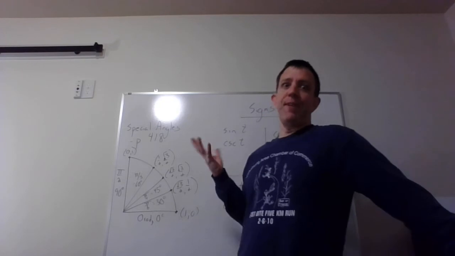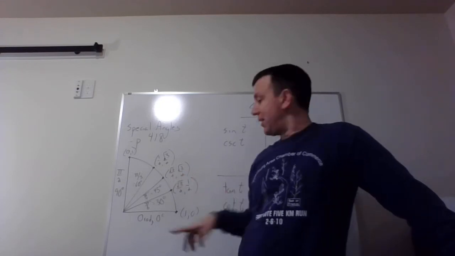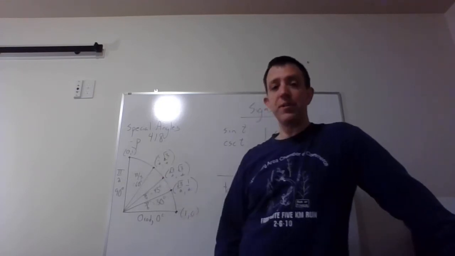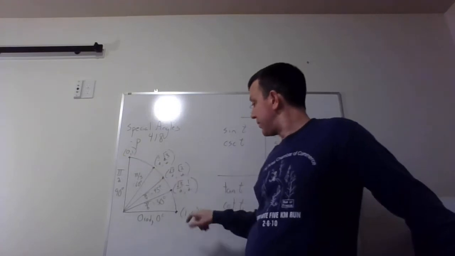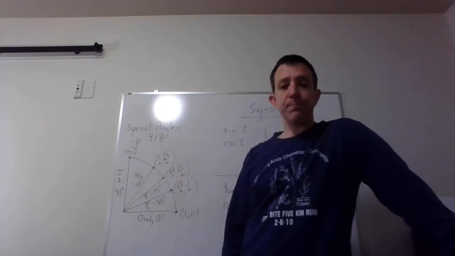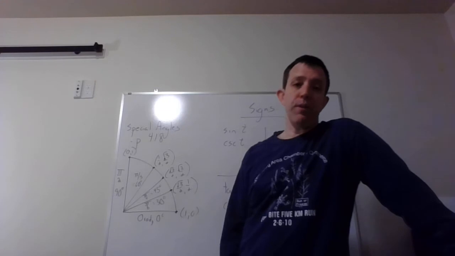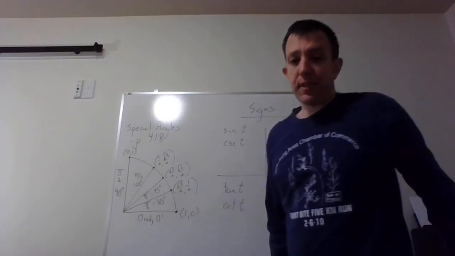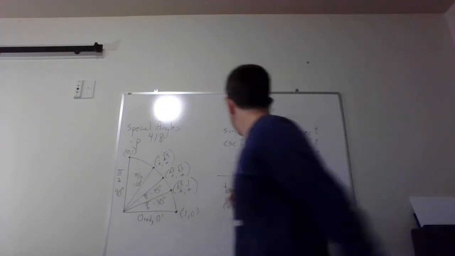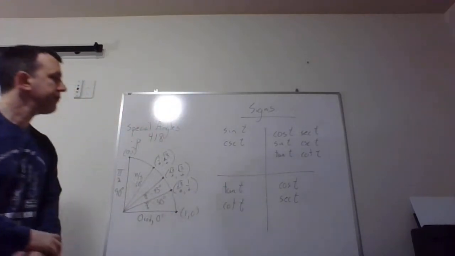The good news is it's in your book, and so you can look at that. Again, it did leave out these 2 points, the 0, 1 for pi over 2 and the 1, 0 for 0. So you don't have to memorize them. You don't have to stick them on a note card. You'll have them. All right, let's talk about the signs.